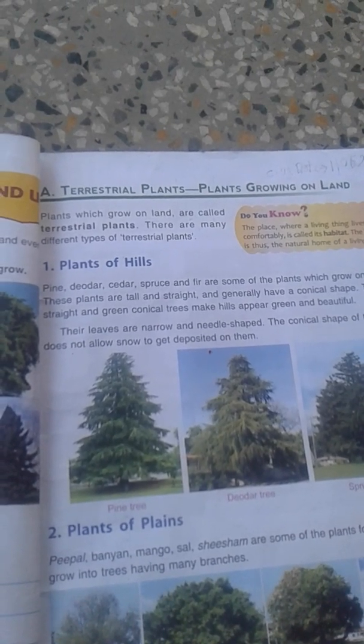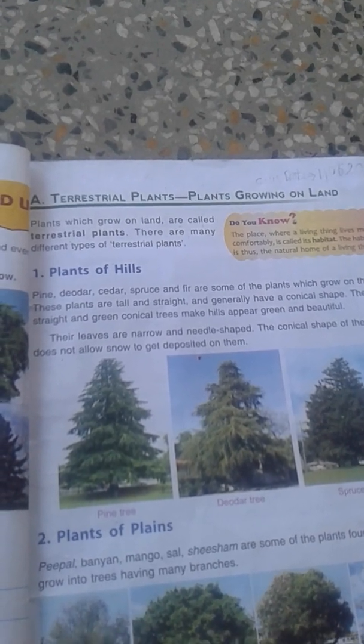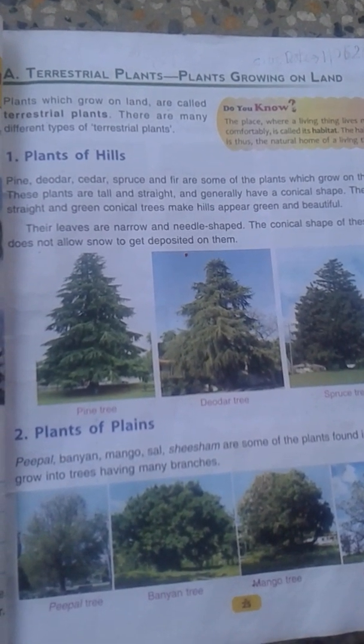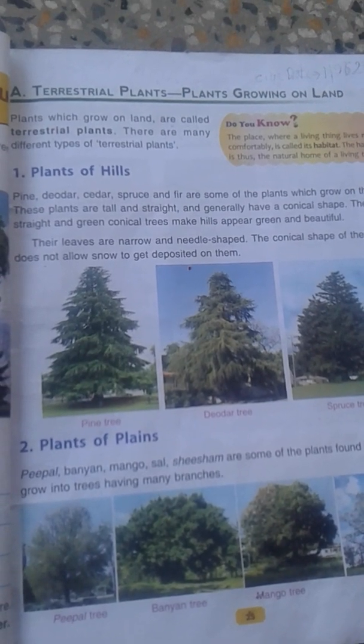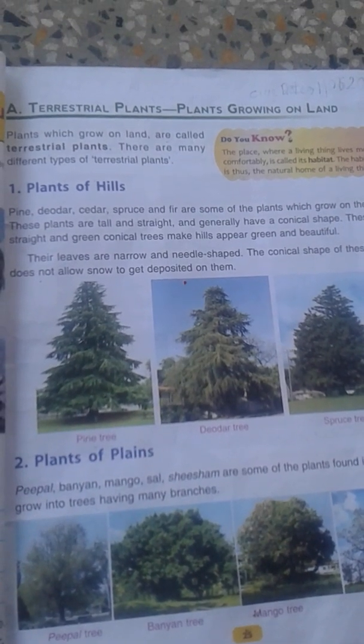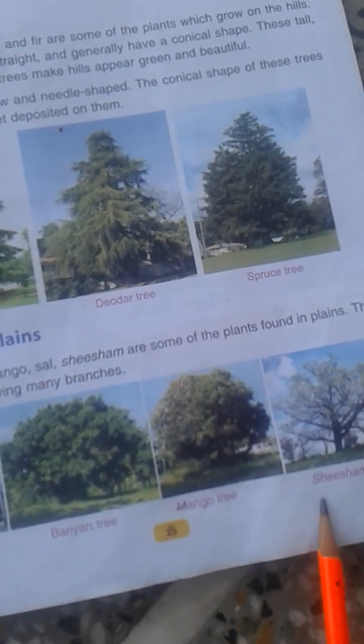There are many different types of terrestrial plants. Plants of hill means the plants which are growing on hilly areas. Plants of plain means the plants which are growing on plain areas. Plain area means the area in which we are living. You can look in your surroundings. There are different types of plants: mango, shisham, guava. There are so many plants near your locality. See, banyan, mango, shisham, they are plants of plain.